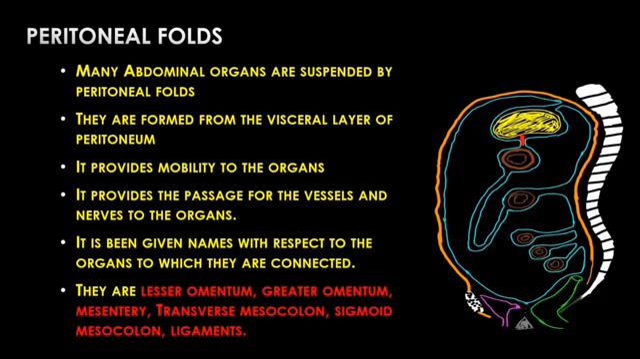So they are the lesser omentum, which attaches the liver and the stomach. Omentum means stomach. So lesser omentum is a small part of the peritoneal fold which attaches the liver and the stomach. The greater omentum is a larger fold of peritoneum which attaches the stomach with the transverse colon. So this fold is the mesentery that suspends the coils of the small intestine, and this one is the transverse mesocolon that suspends the transverse colon.